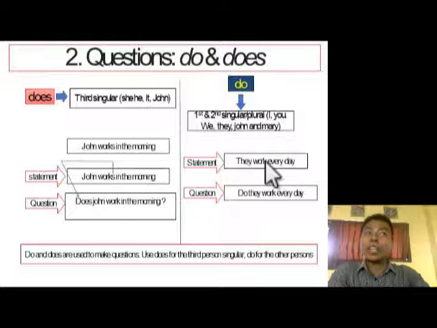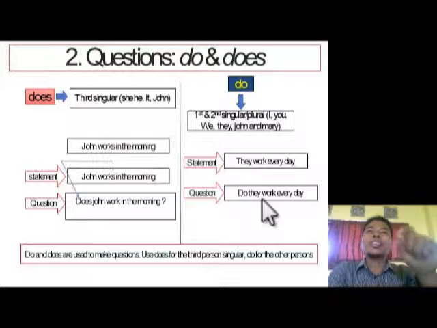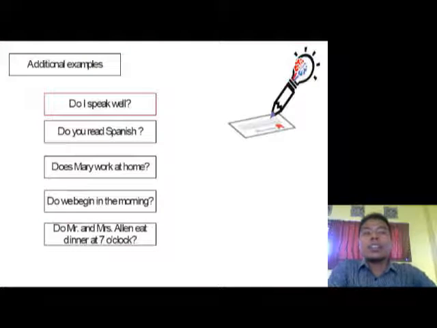Do they work every day? And so on. If the statement is like this, you eat every day, so the question is, do you eat every day? You write a novel in the morning. Do you write a novel in the morning? And so on. Okay, the next slide, you can practice some additional examples like, do I speak well?